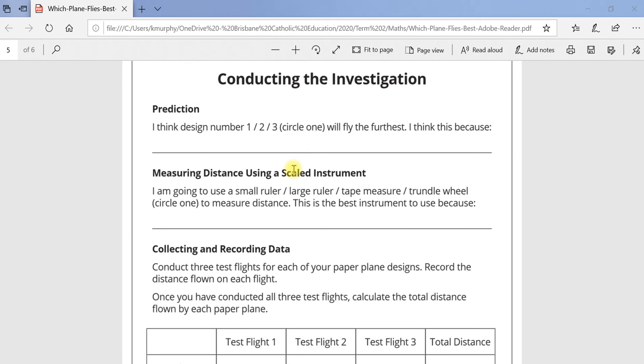Now, measuring a distance using a scaled instrument. A scaled instrument is something like a ruler. At home you might only have a 30 centimeter ruler. That's okay. Maybe on your driveway you might have some chalk and you can draw increments of those 30 centimeters, or maybe every meter. Maybe you can get mum and dad to help you. Think about how you're going to measure it. You might very well only be able to use a small ruler because that might be what you all have at home. That's okay. We're trying to do some measurements.